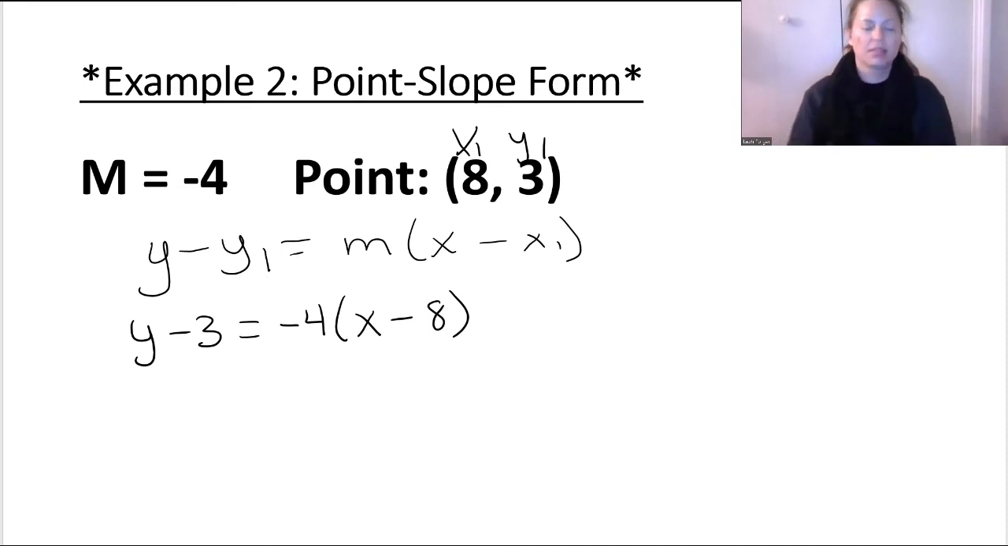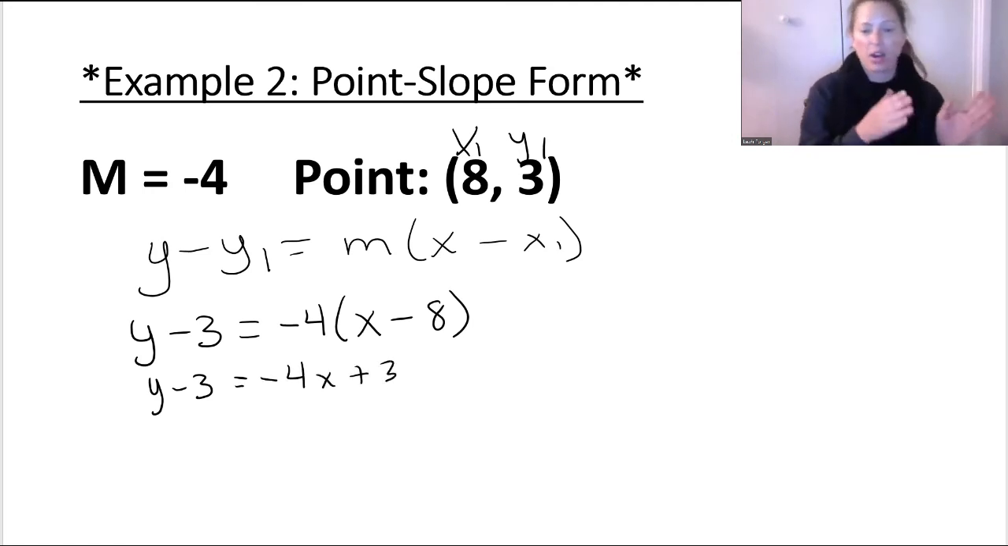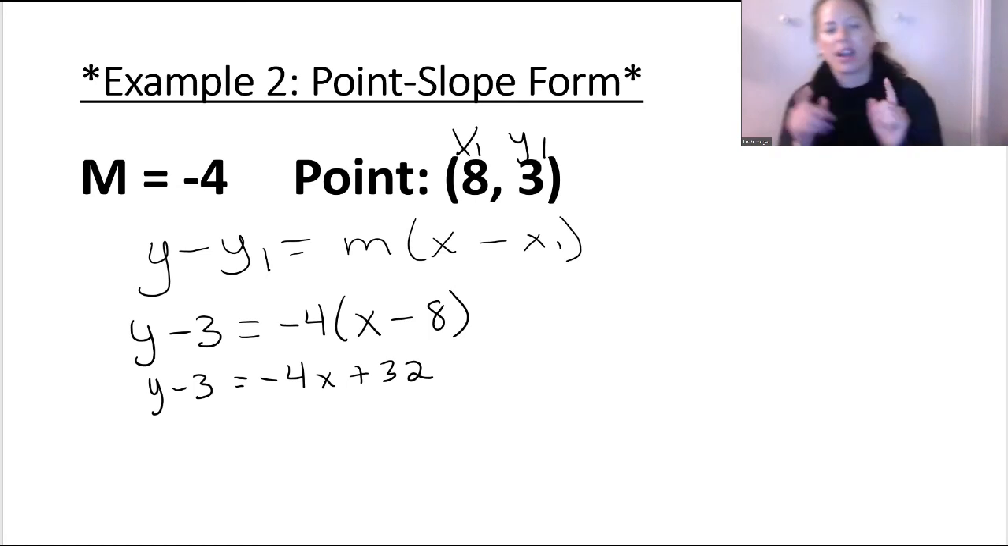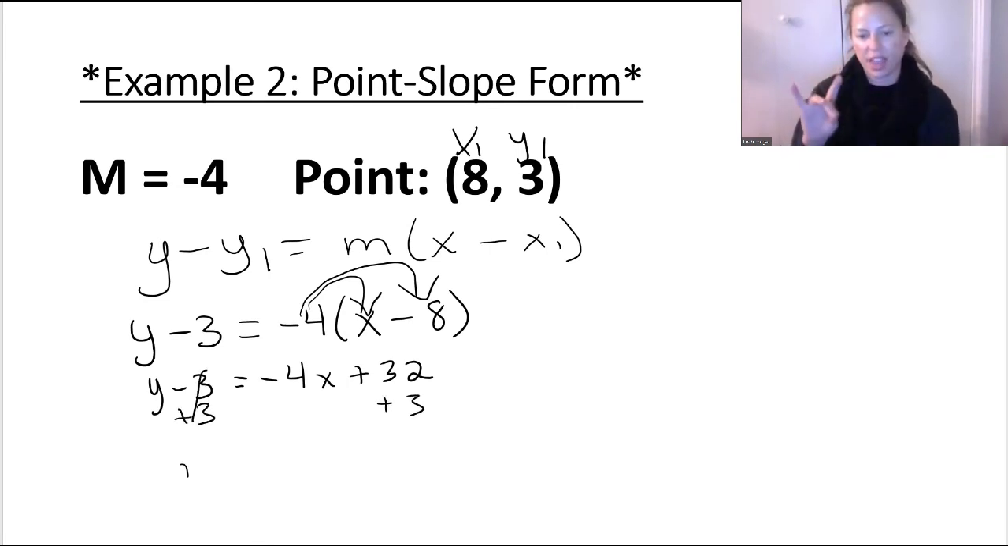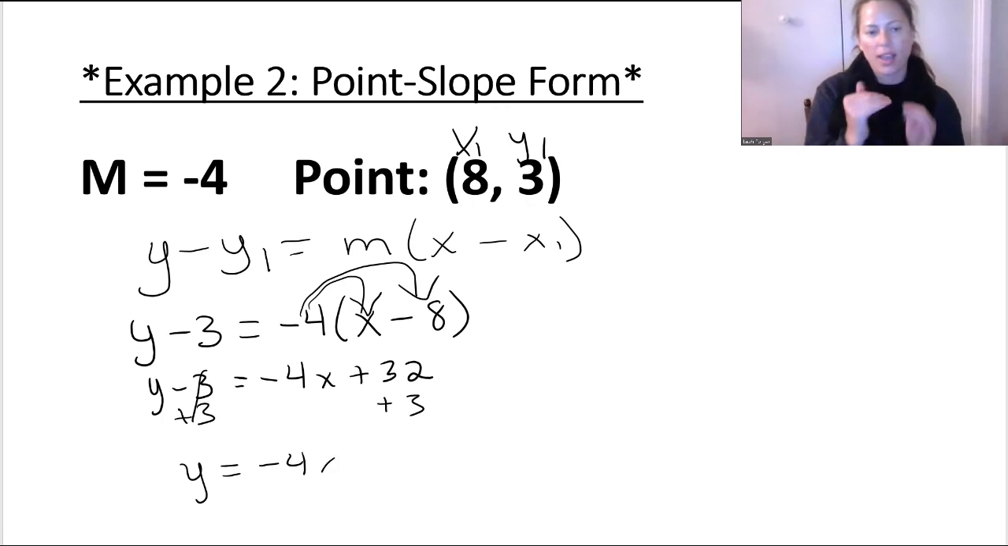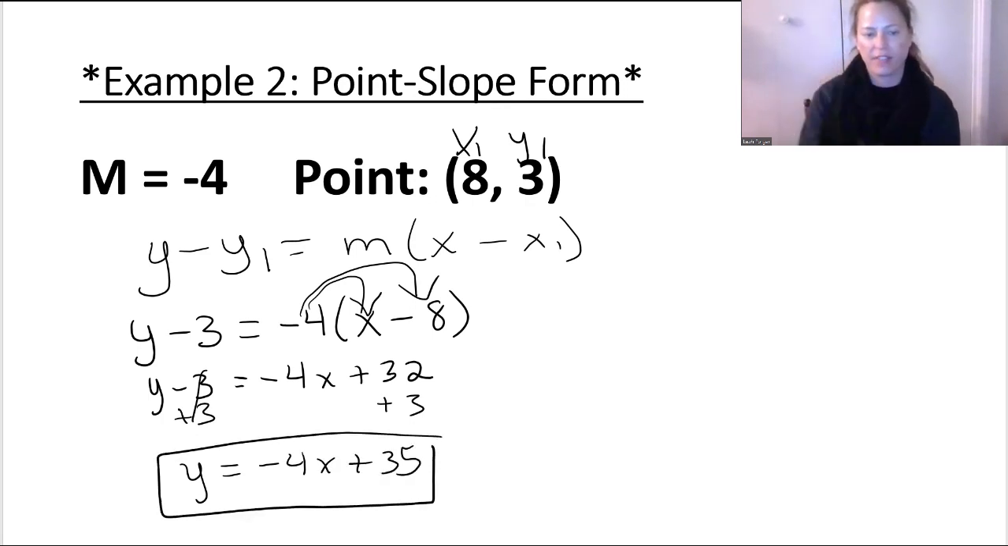Now I have to see if I need to simplify or distribute. On the left of the equal sign, there's nothing to simplify, but over here, I use the distributive property. Negative 4 times x is negative 4x. Negative 4 times negative 8 is positive 32. Now get y by itself. So y equals negative 4x plus 35.